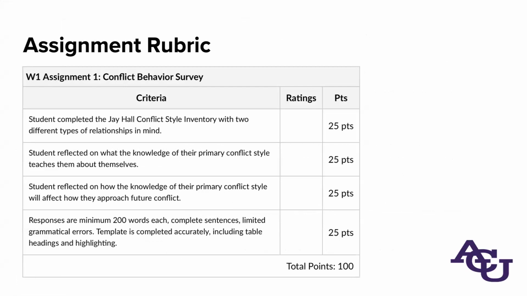So we have here, make sure that you complete this survey twice, and whether you're referring to it as the J Hall Conflict Style Inventory or the other name, so long as you have that citation, we're good, because the citation identifies the specific thing. So make sure that you do that twice and that you report the results using the template.